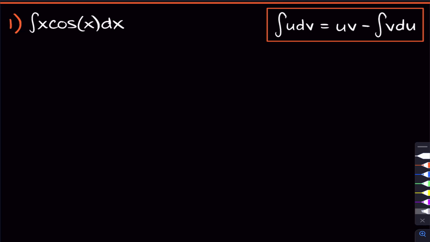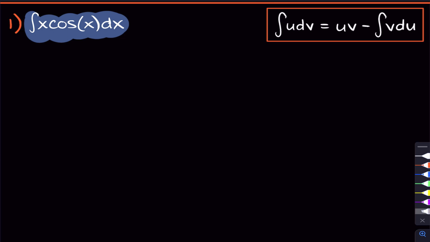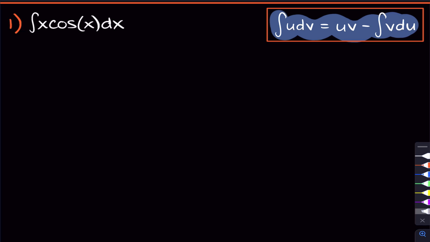So starting off with this first problem, we have the integral of x times cosine of x dx. Now for this integral, or for any other integral, your first thought shouldn't be integration by parts. Your first thought should be, can I use reverse power rule on it, or can I do a u-substitution? For this integral, we can't do either of those things. We can't use reverse power rule. There's no u-substitution that we can do that'll make this integral simpler, and so we have to turn to something else, and that's where integration by parts comes in.